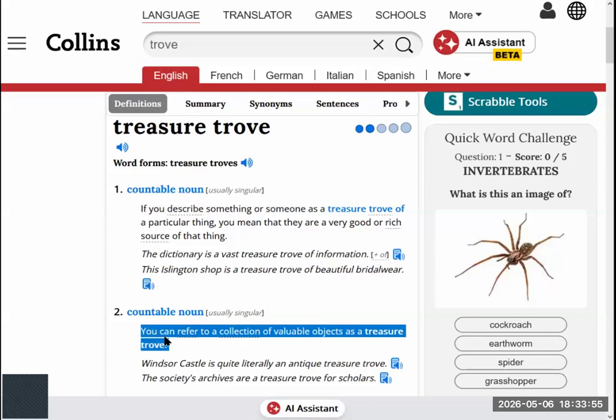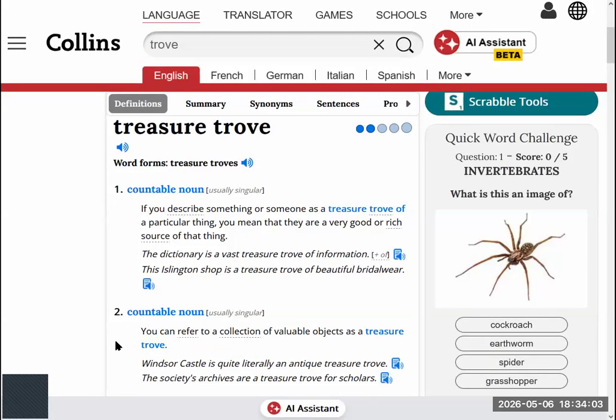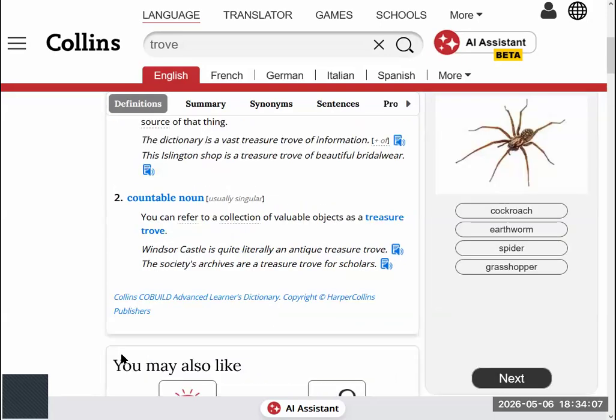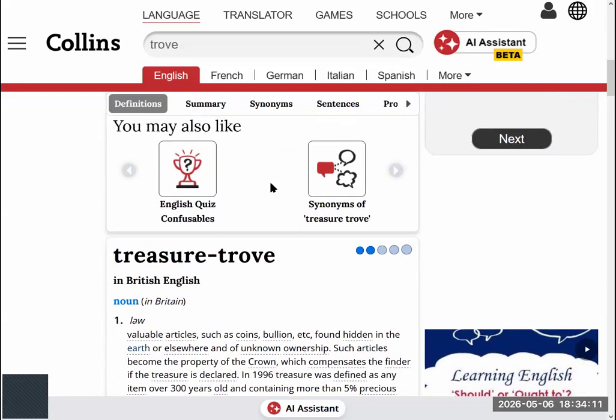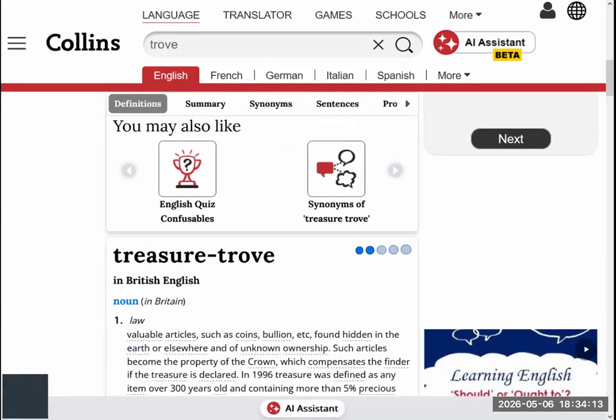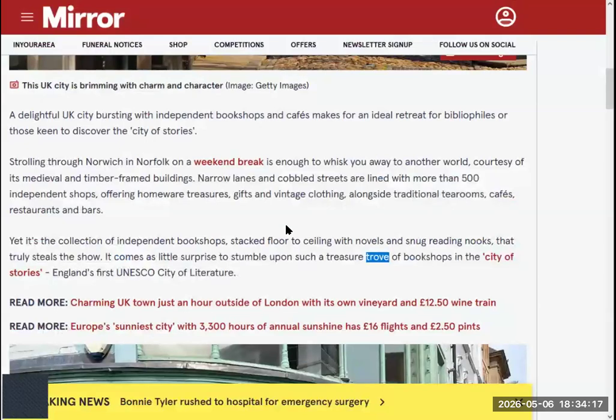So let me read this one then. You can refer to a collection of valuable objects as a treasure trove. That's it. Does that make sense? Okay. Those two words often go together. I don't know if trove in itself has its own meaning. It probably does, but I just don't know what it is, I think. Okay, that's good.